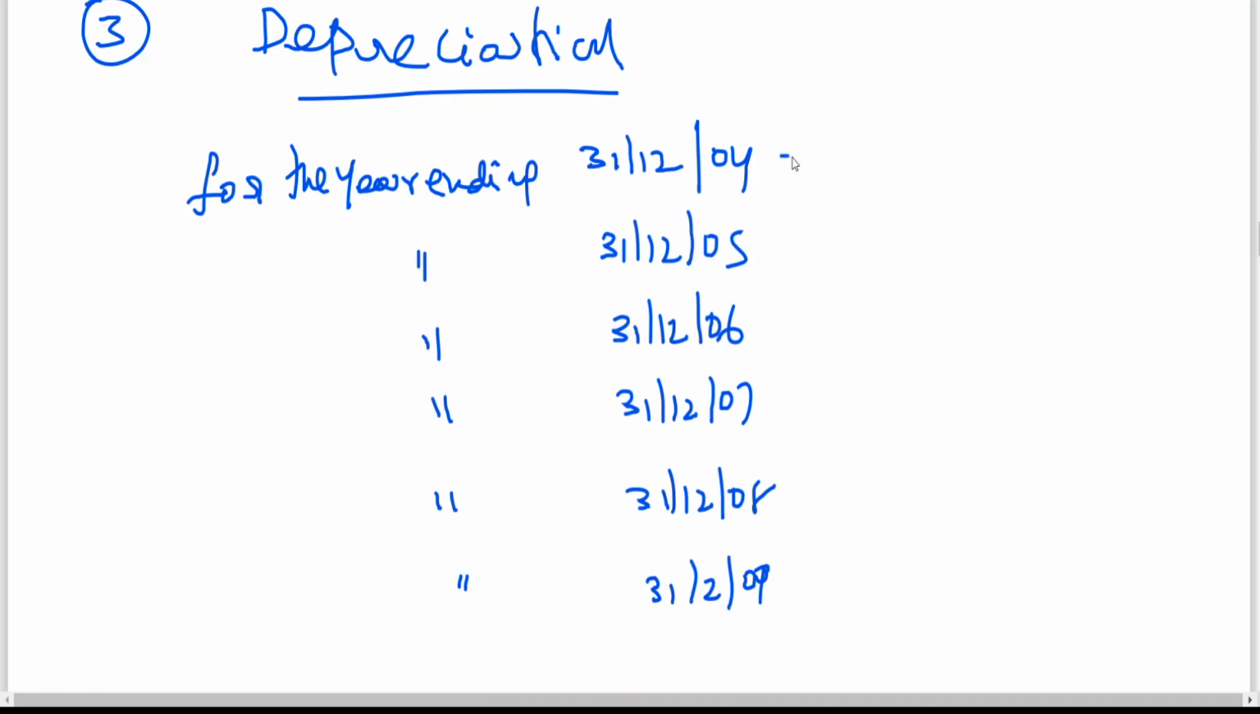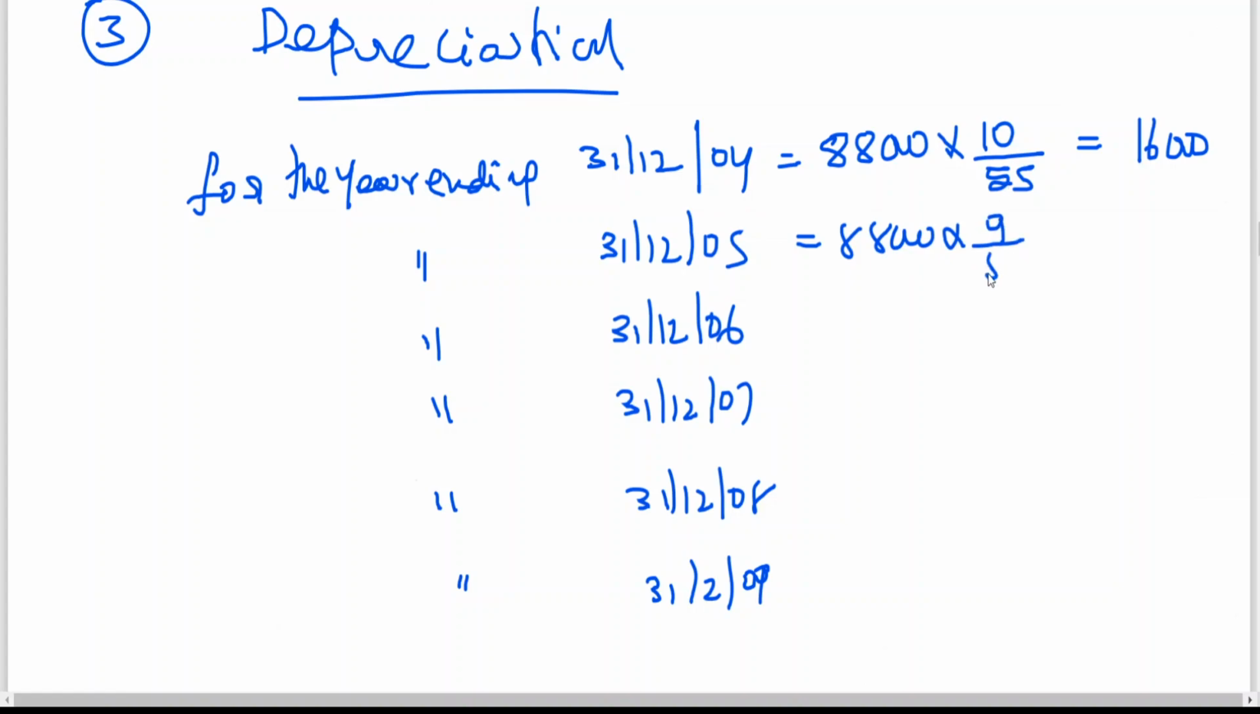Come on. What is the depreciable amount? 88,000. First, in the beginning of the year, the asset can be used for how many years? 10 years. Total number of years is 55. 88,000 into 10 by 55, you are getting 16,000. Next, 88,000 into the remaining life of 9 years by 55, you are getting 14,400.